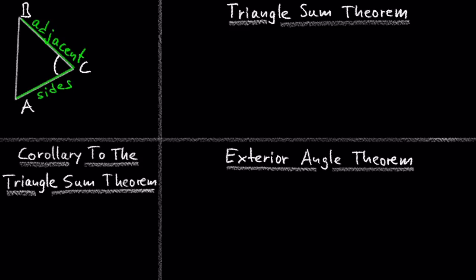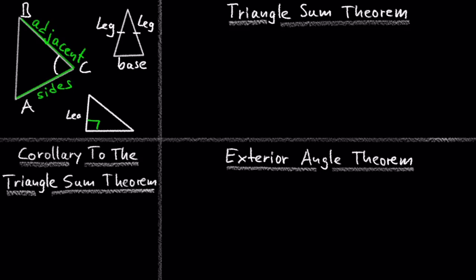In our previous video, we learned that the sides of isosceles triangles have special names. Today we are going to learn that the sides of right triangles also have special names. The sides that form the right angle are called legs, and the side opposite of the right angle is the hypotenuse of the triangle.